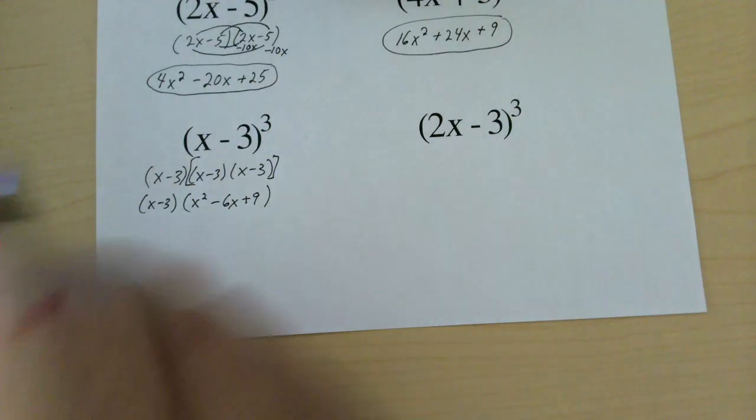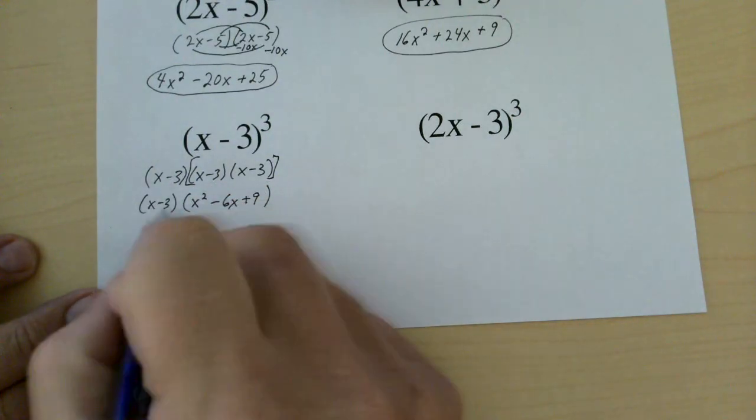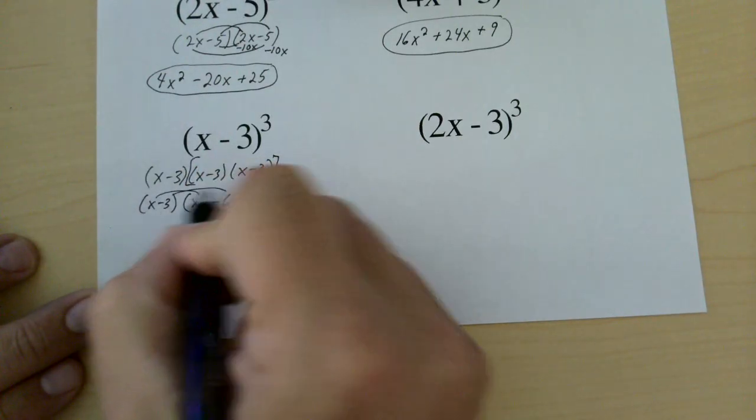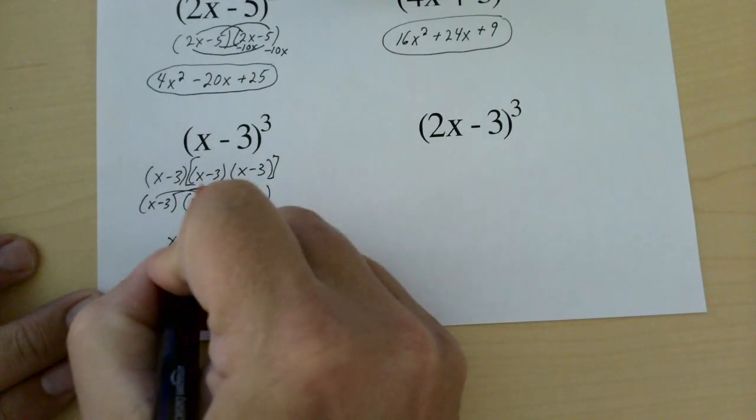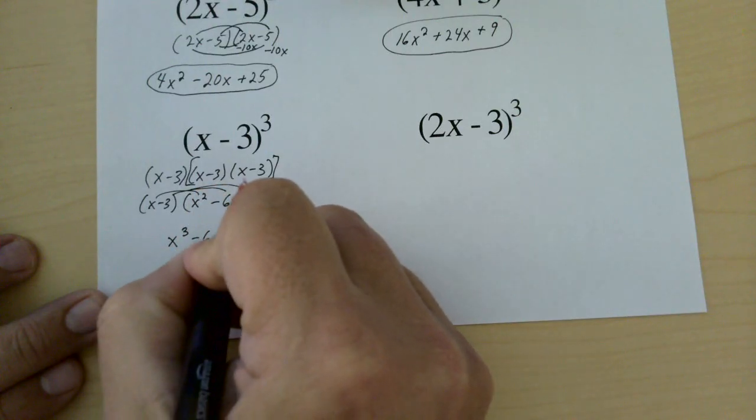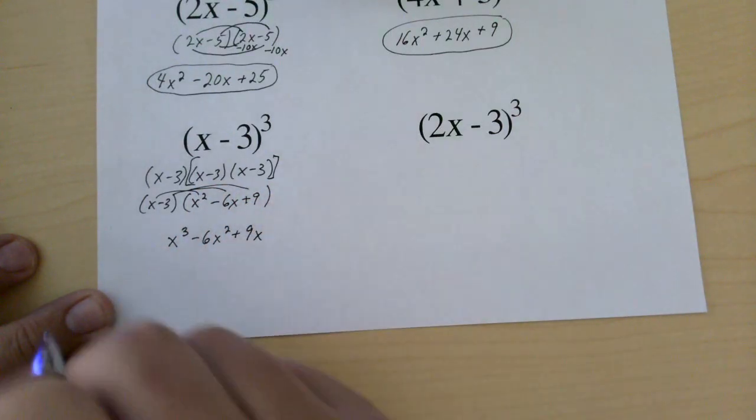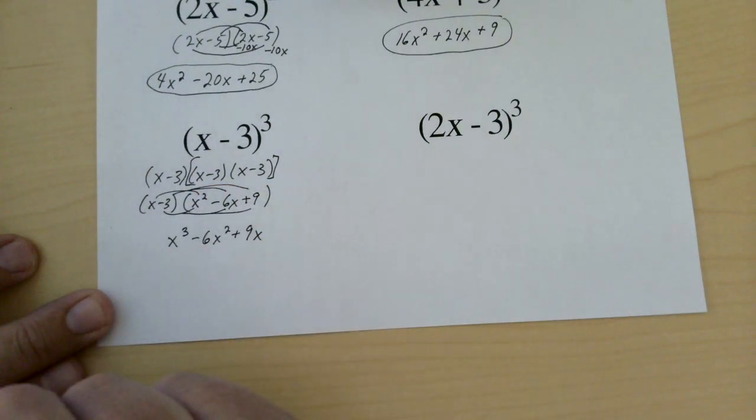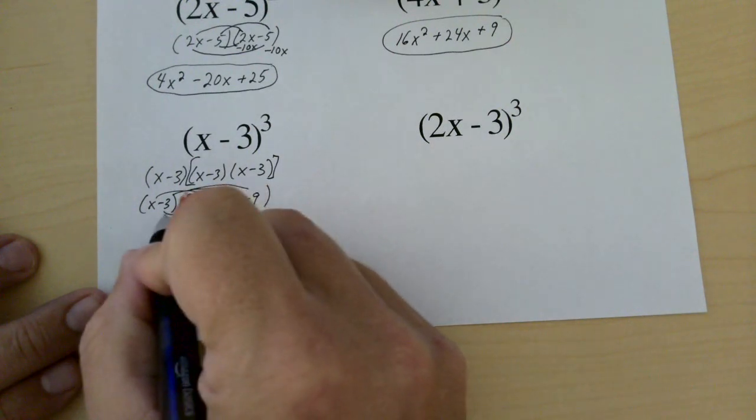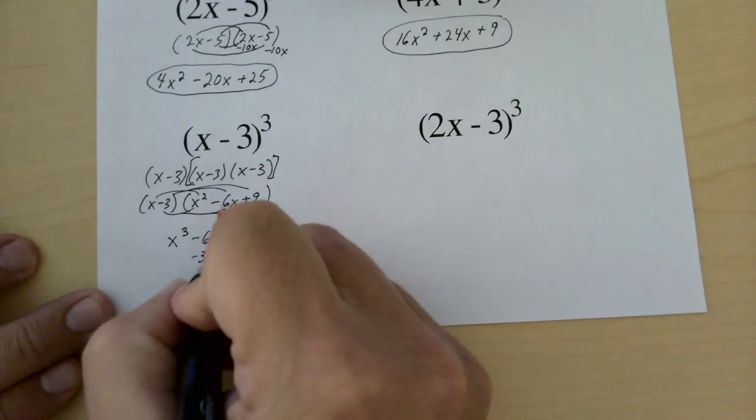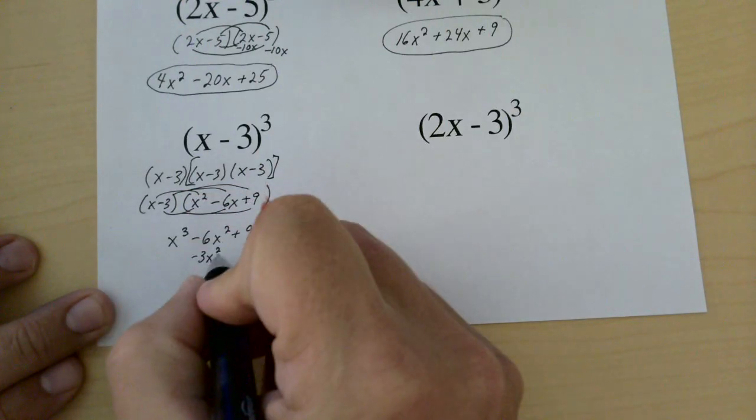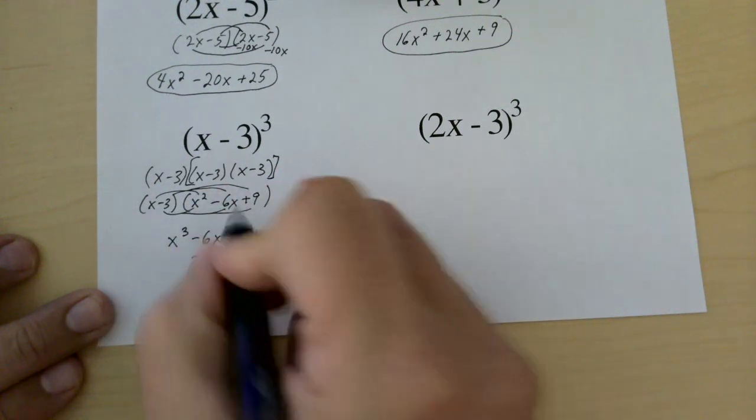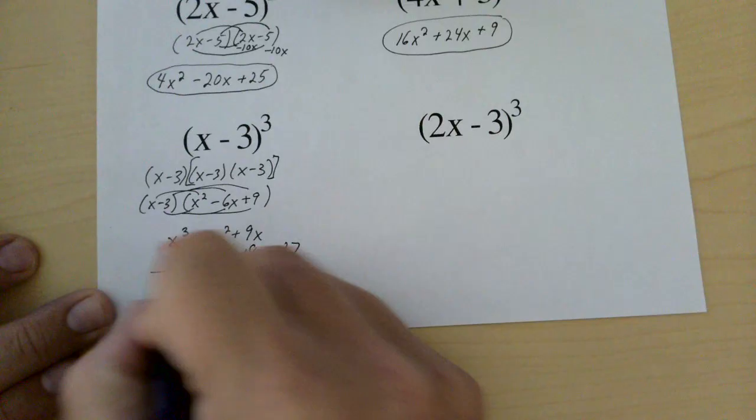Now I have to distribute. And like I said, if you like boxes, you can put this in a box. I'm going to distribute my x, so I'm going to have x cubed minus 6x squared plus 9x. Then I have to come back around and multiply everything by negative 3, and I'm going to line up my like terms. So I have a negative 3x squared, then a plus 18x, and finally a negative 27.